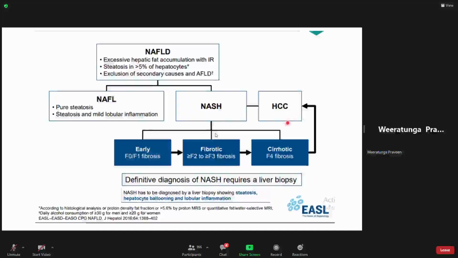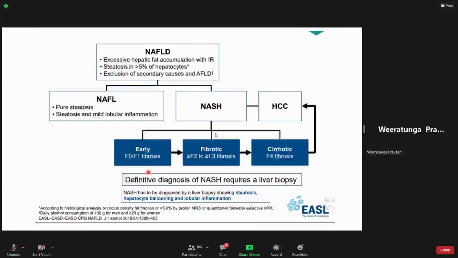And when you look at this chart, right at the bottom there are the diagnostic criteria. In order to definitely diagnose NASH, you need to do a liver biopsy. Because in NASH you see a lot of inflammation. Fat deposition, lobular inflammation, and hepatocyte ballooning. So it says inflammation in NASH. Inflammation and maybe a bit of fibrosis. And NASH can progress to full-blown cirrhosis if you don't manage it properly.